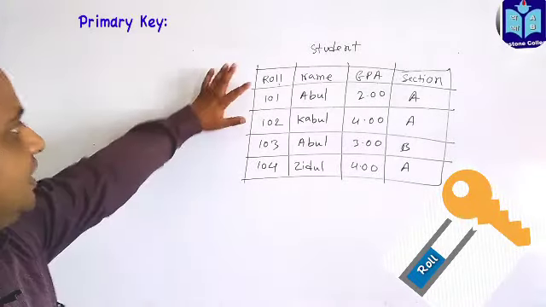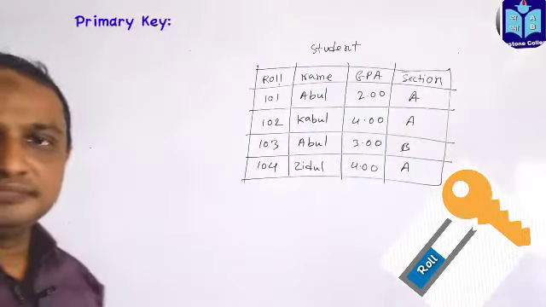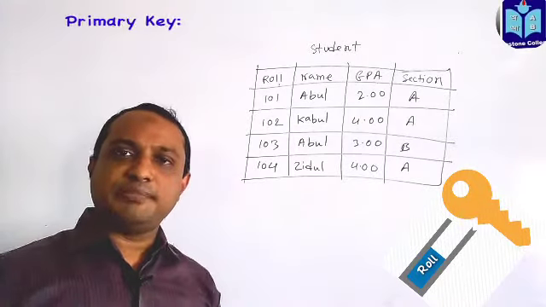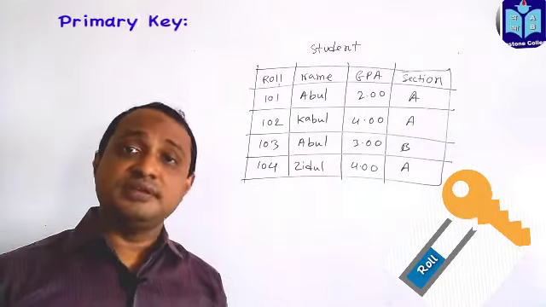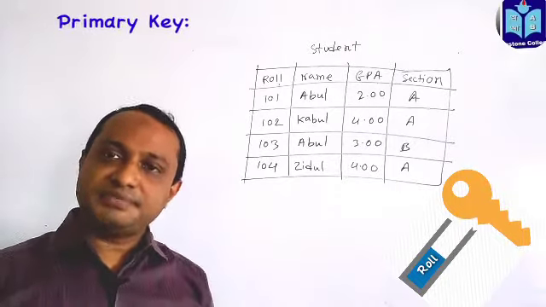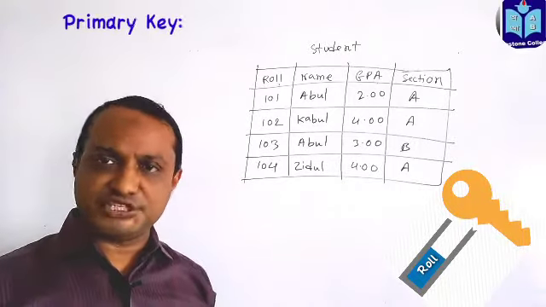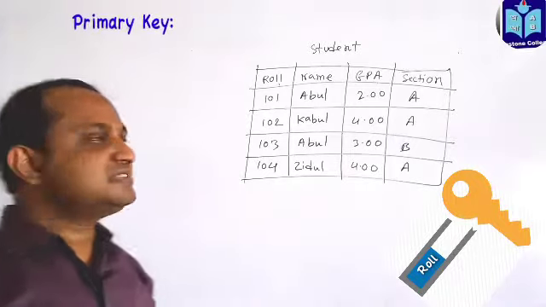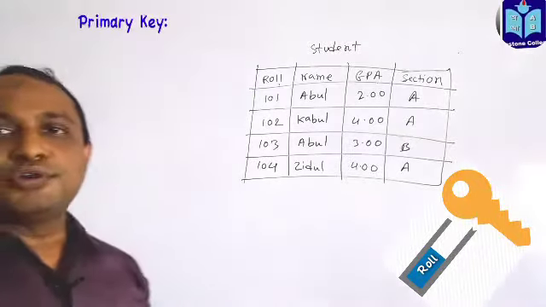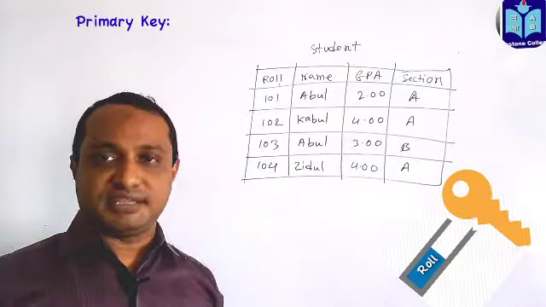Primary key may be a role. Role may be a primary key, because 2 students may have same name, may have same GPA, may have same section, but two students can never have same role. For this reason, role here is a primary key.